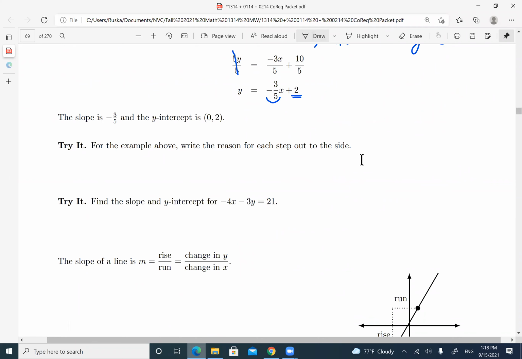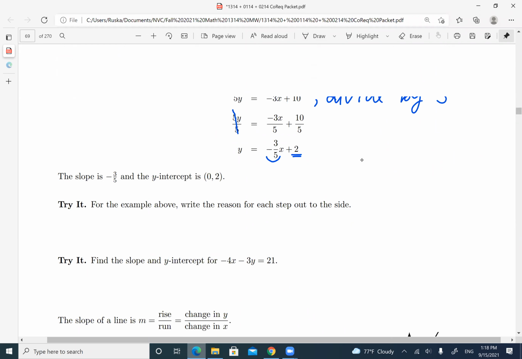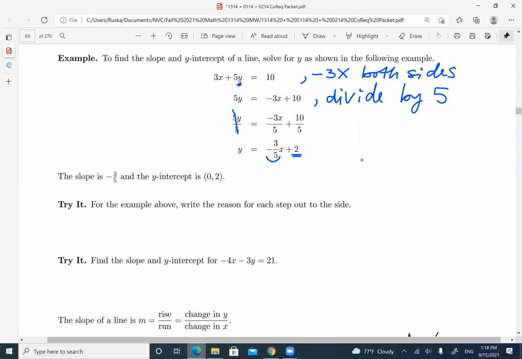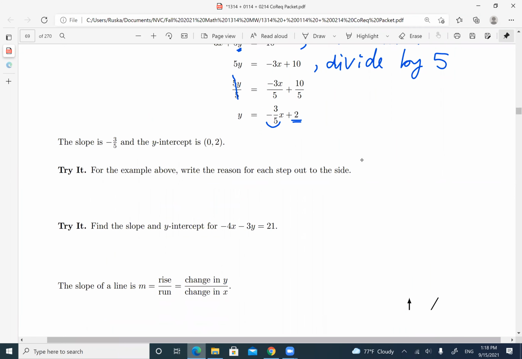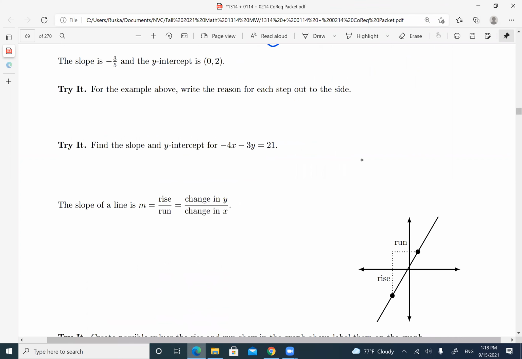The reason for each step: I already explained the steps, what you're doing in every step to solve it, to get y by itself. The steps are just the way you're solving the equation for y, getting y by itself. And then let's do the next one, try it.